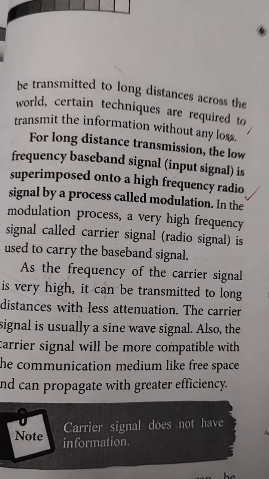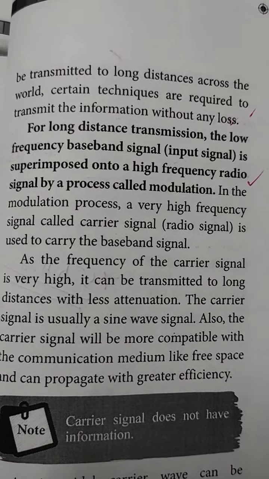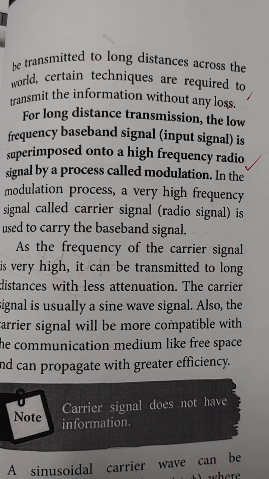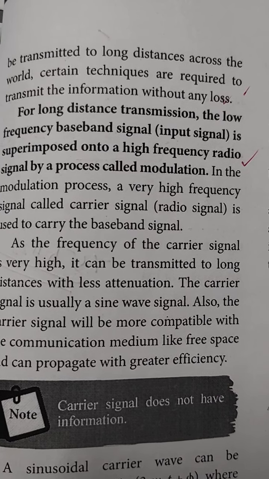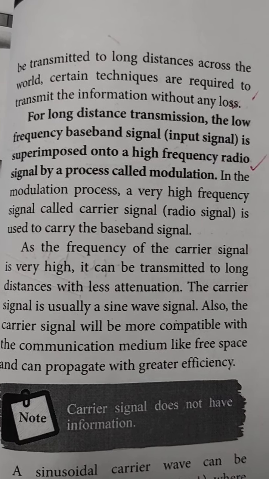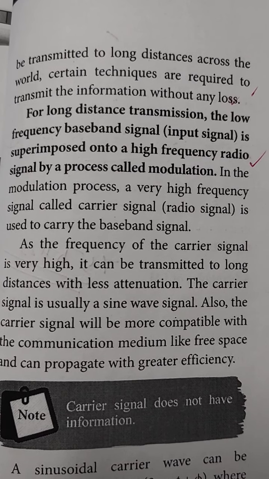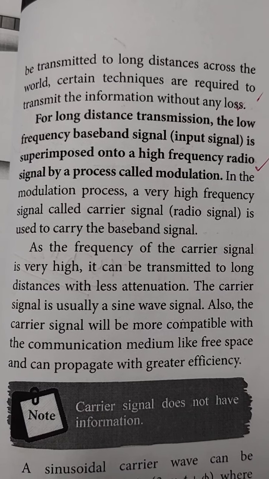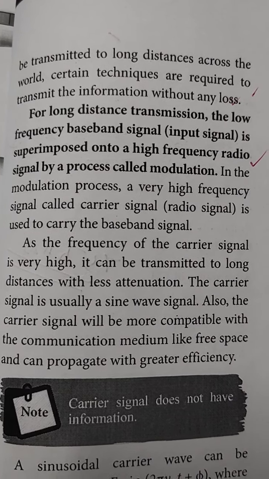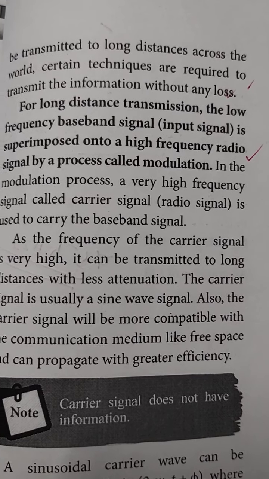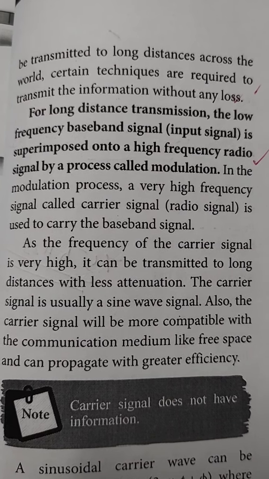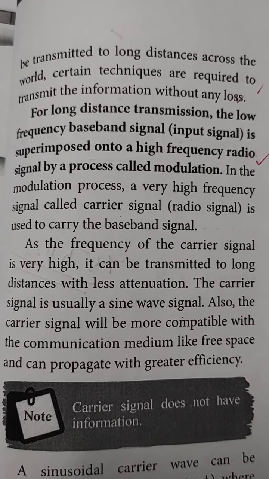So, what do you mean by modulation? For long distance transmission, the low frequency baseband signal, which is nothing but the input signal, is superposed with the high frequency radio signal. This is called modulation. The high frequency signal is called the carrier signal. Once again I repeat, the baseband signal having a low frequency is called the input signal, and the high frequency signal is called the radio signal or carrier signal.